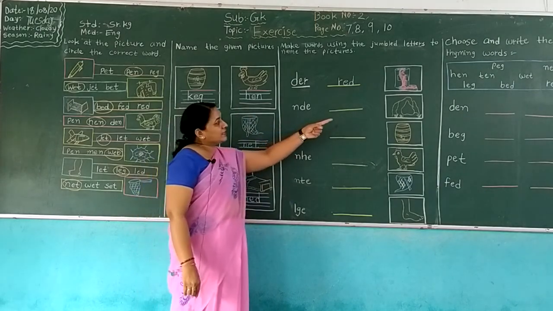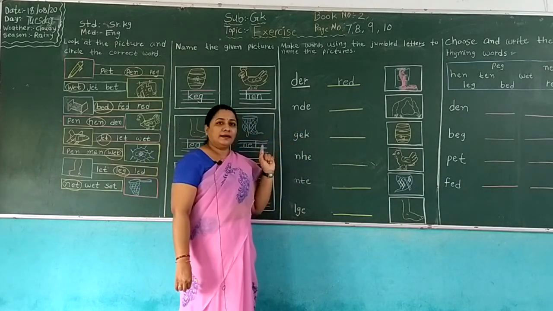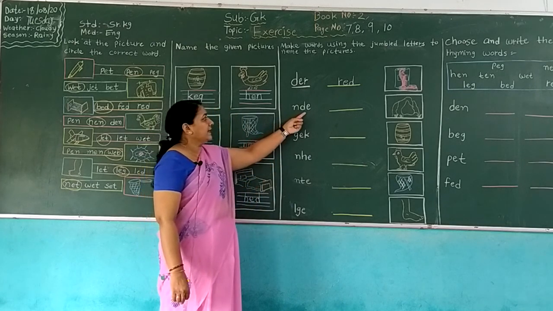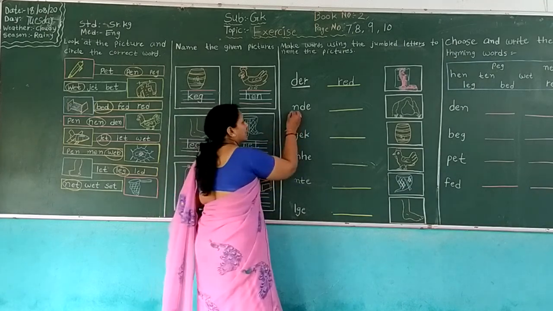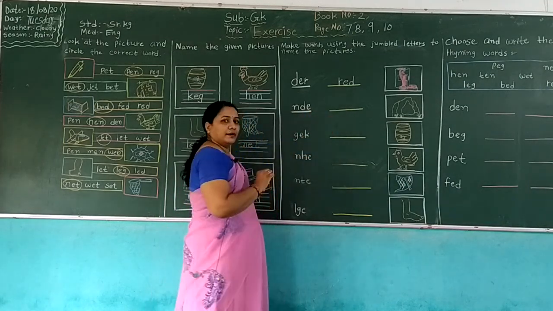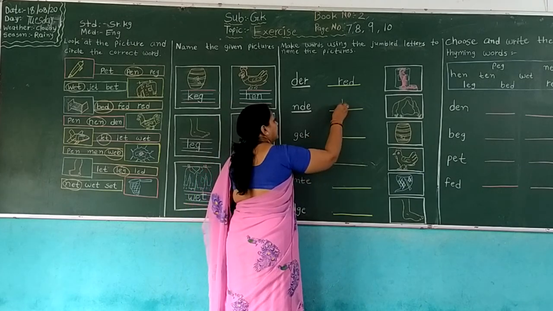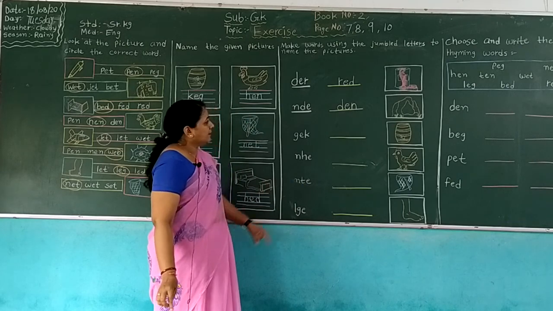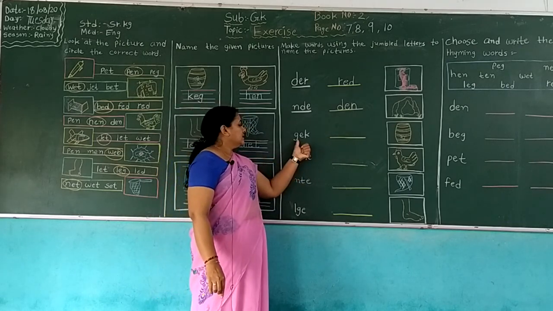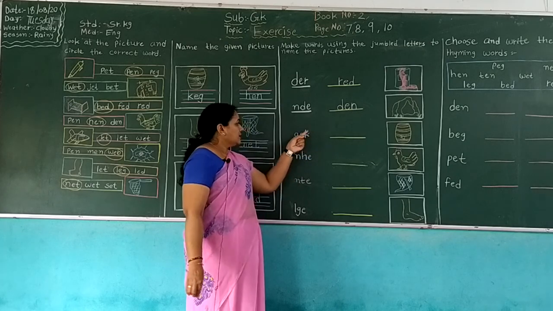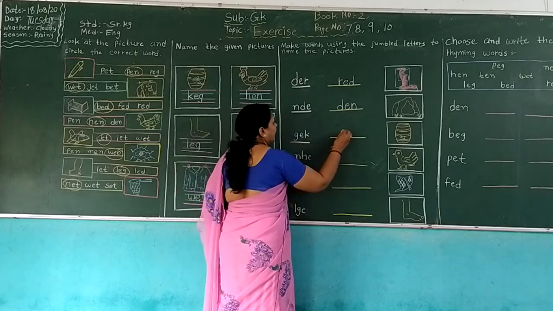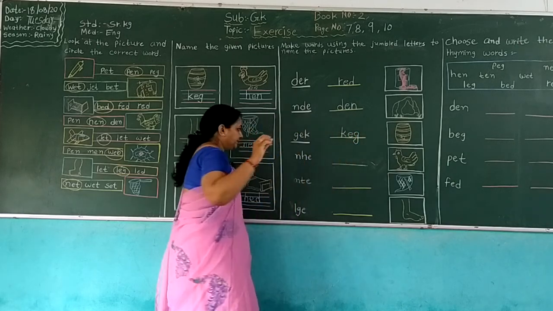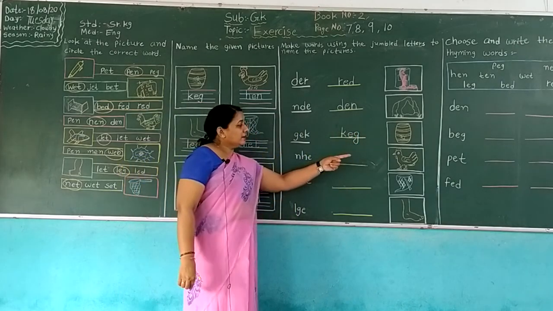Then the next picture is a den picture. Which picture? Den. A lion lives in a den. And there is N-E-D. It's a jumbled word. Now we make the correct word, den. Then next picture, same here. Cat picture. T-A-C. It's a jumbled word. We make the correct word, cat.